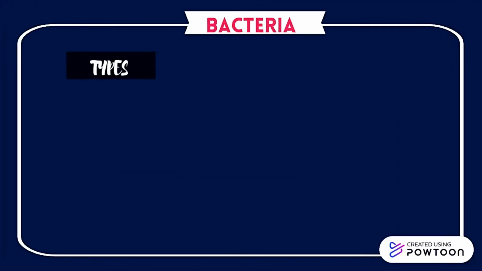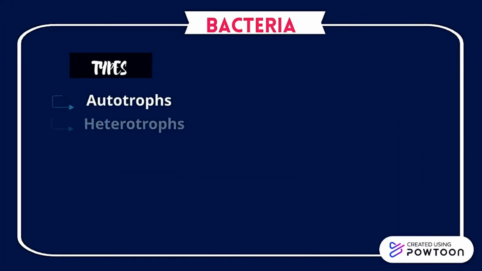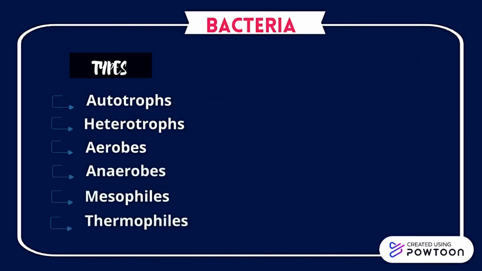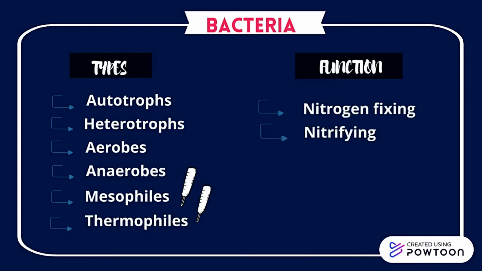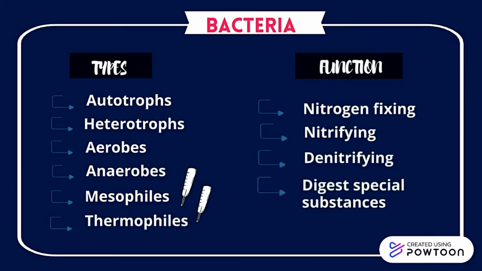For bacteria, the types are autotroph, heterotroph, aerobes, anaerobes, mesophiles, and thermophiles. Both mesophiles and thermophiles need a suitable temperature to live, while bacteria function as nitrogen-fixing, nitrifying, denitrifying, and digesting special substances.